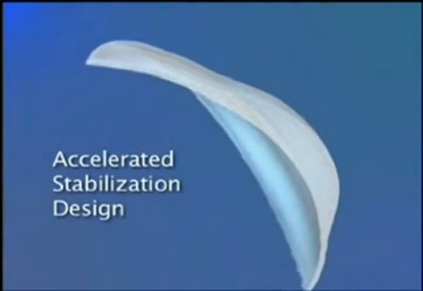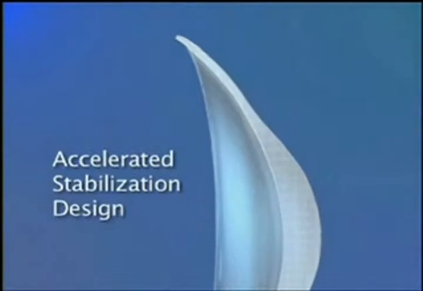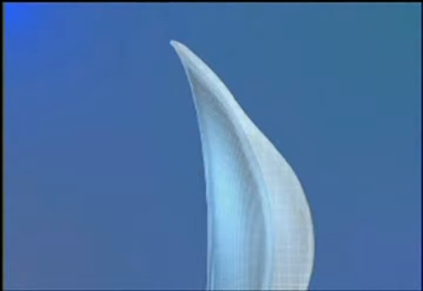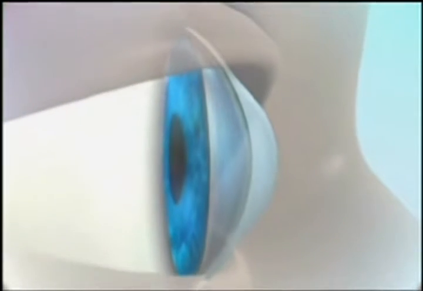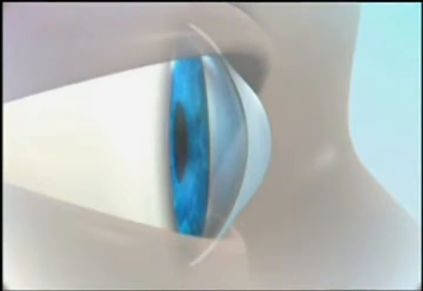What makes accelerated stabilization design, or ASD, so different is the shape of the lens. The ASD design is uniformly thin around the lens edge. This is the area that rests underneath the top and bottom eyelids. Conversely, there are small zones of thickness in the area of the lens that sit between the lids.